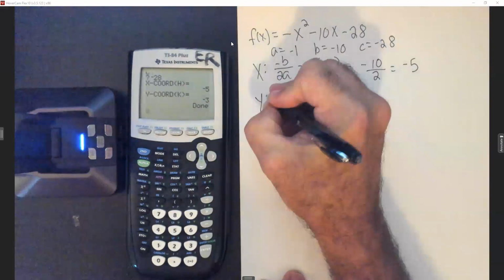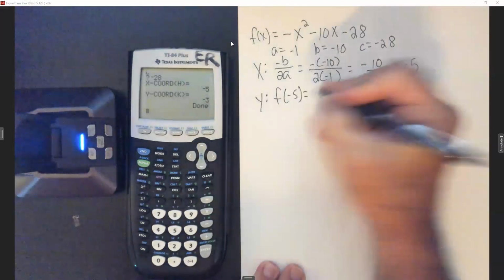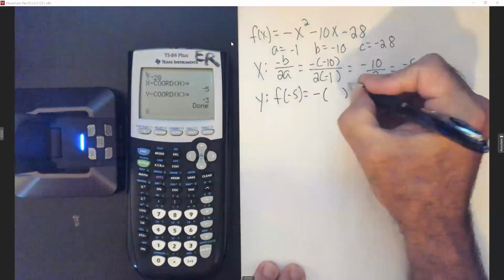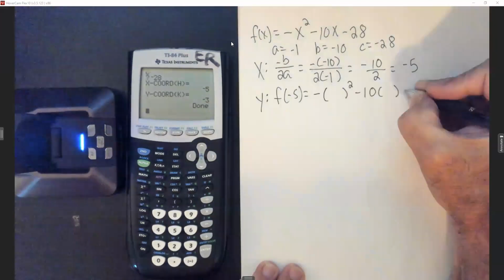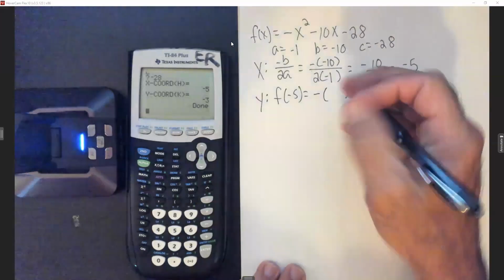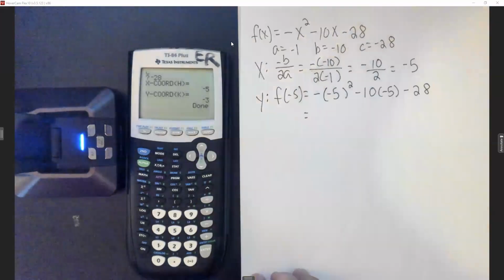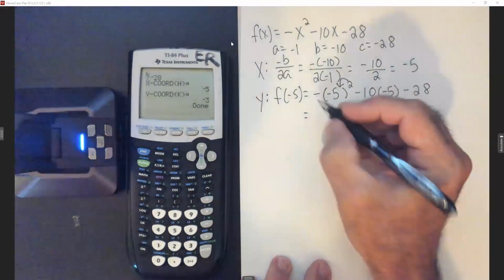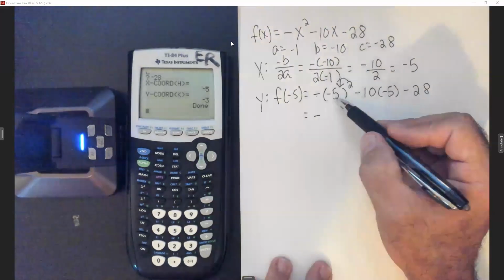Now remember, to get the y value, I find f of negative 5. So you bring down that negative x squared minus 10 times x minus 28. So let's put in the negative 5 for the x's now. And y'all, at that point, the calculator will knock that out, okay? So once again, I'm going to go by hand. So this negative is in front of the parentheses, so you bring it down. Negative 5 times negative 5 is 25.